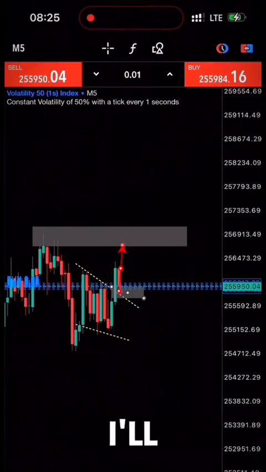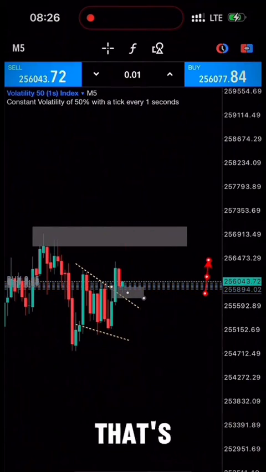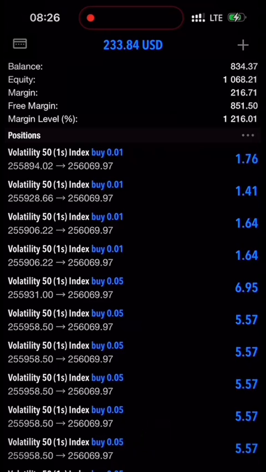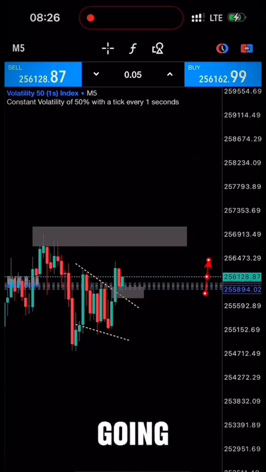So the TP I'll put where there is a rally best drop, which is over there on the top. That's the first TP. So upon waiting just a little bit, we can see price is already going bonkers, already going up.